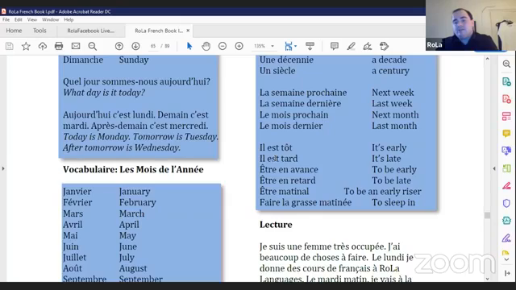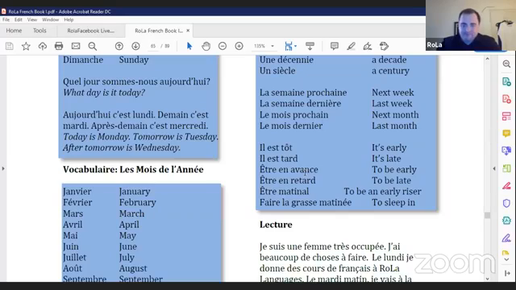Être en avance, to be early. So that means when someone is early. Être en retard, to be late. So you would say, je suis en retard. I am going to be late, or basically, I am late. Je suis en retard maintenant.